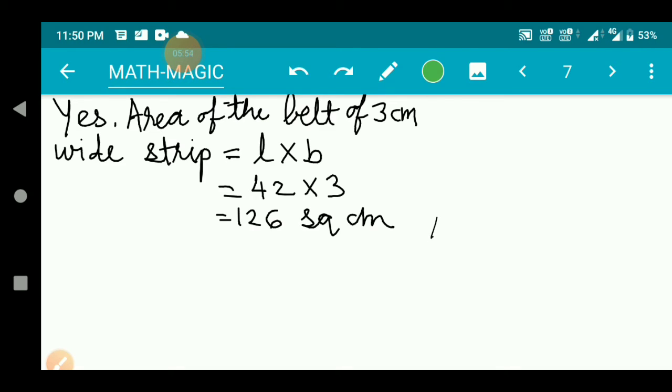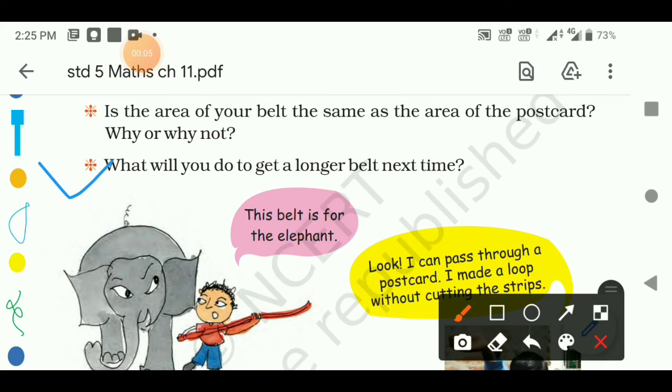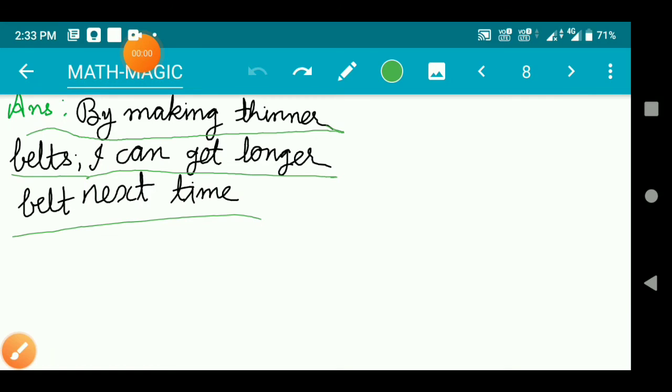Let us see how. Here we can write that yes, this is equal to the area of the postcard because area of the belt of 3 centimeter wide strip is equal to length into breadth. And length is 42 centimeter because 14 plus 14 plus 14, 14 3s are 42 centimeter. And breadth is 3 centimeter. If we multiply 42 by 3, we will get 126 square centimeter. And this is equal to the area of the postcard. Now the question is, what will you do to get a longer belt next time? So your answer is, by making thinner strips, I can get a longer belt next time.